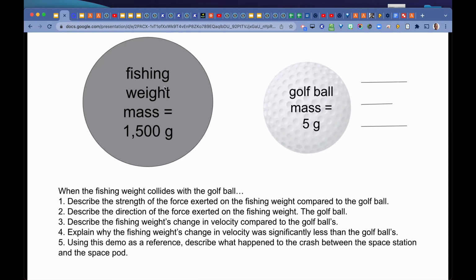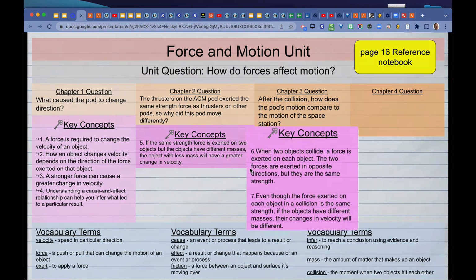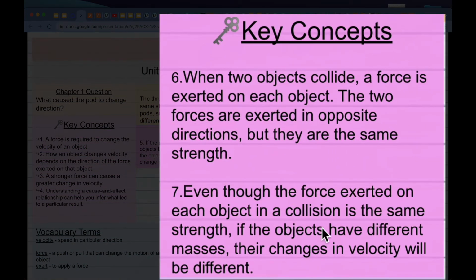So again, it goes to key concept number 7. Even though the force exerted on each object in a collision is the same strength, if the objects have different masses, their change in velocity will be different. And also, key concept number 6: when two objects collide, a force is exerted on each object. Two forces exerted in opposite directions, but they're the same force.